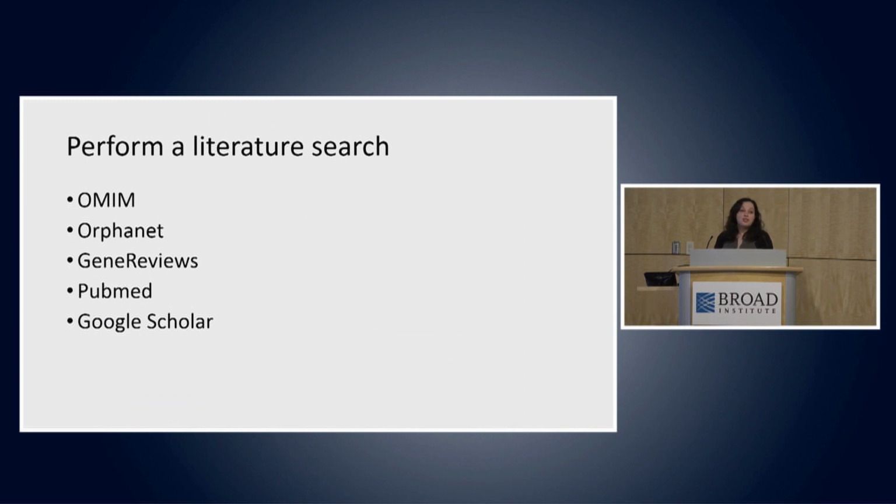So to start with, we start with a literature search. And I'm sure you're familiar with many of these resources, but these are some of the resources that we really suggest to use. So Online Mendelian Inheritance in Man, OMIM. Orphanet, which is more a rare orphan disease website. GeneReviews, which is a book on the NCBI Bookshelf that will talk about particular diseases. PubMed, of course, Google Scholar.